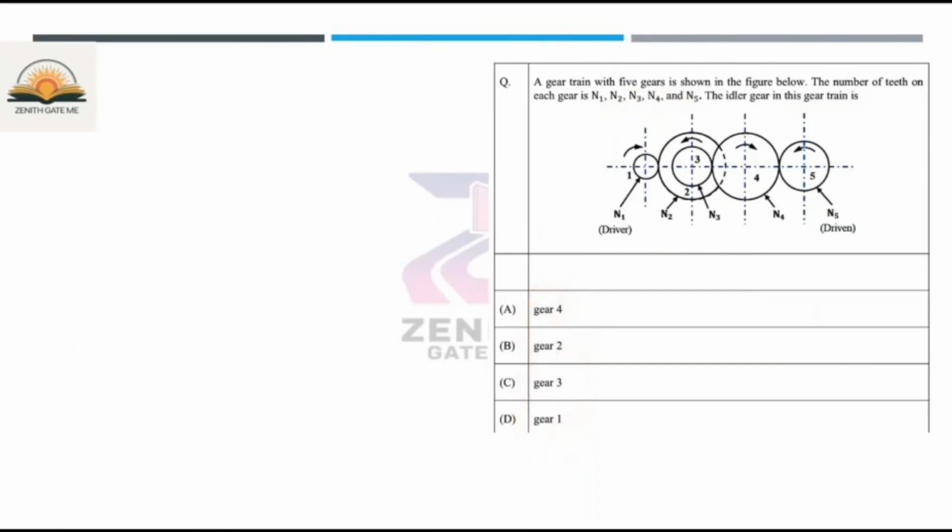First of all, understand what an idle gear is. Suppose you write the expression for the velocity ratio in a gear train. If any gear is not present in the velocity ratio, or we can say it doesn't have any role in the velocity ratio, then we can say that it is an idle gear. So we will first write the expression for the velocity ratio.